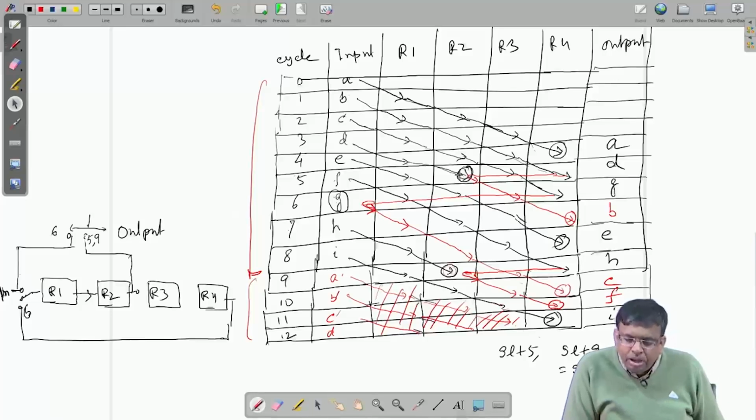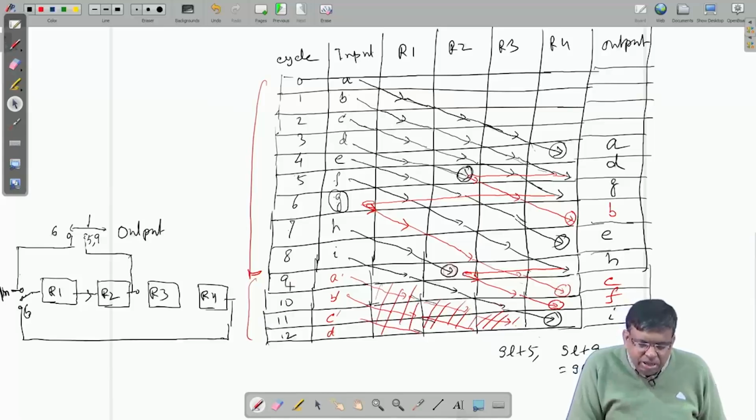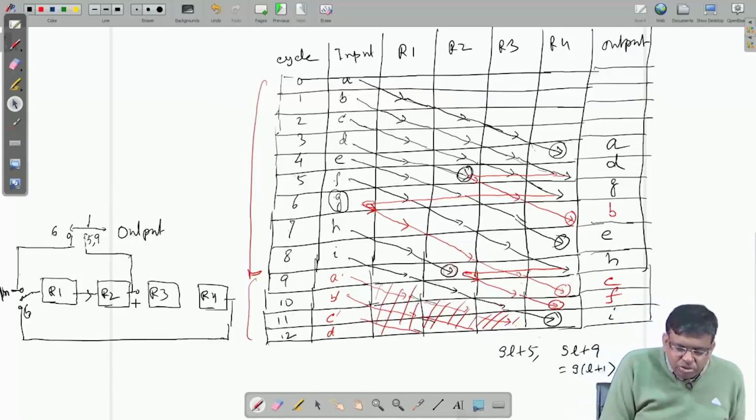And when R2 sends them, who comes to the R3 input? R4 output goes to the R3 input. Again here, R4 output goes to the R3 input. What are the cycles? 5 and 9. So R4 output comes here, and in 5 and 9 this guy touches this, otherwise it touches this in all other cycles.